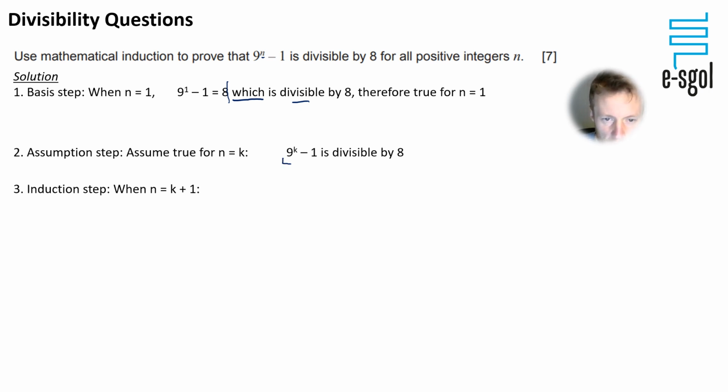Something that might be useful is just taking this and thinking if this is true, this means that 9 to the power of k minus 1 is equal to 8 times something, because it's in the 8 times table. And if we continue with this, we get 9 to the power of k equals 8n plus 1. We're going to use that in a minute.